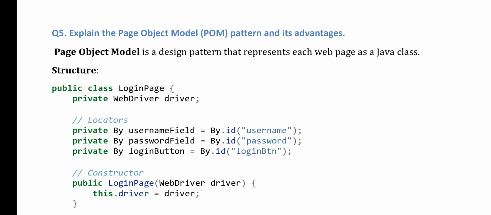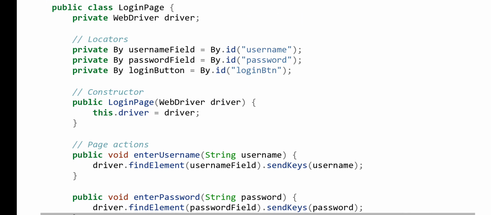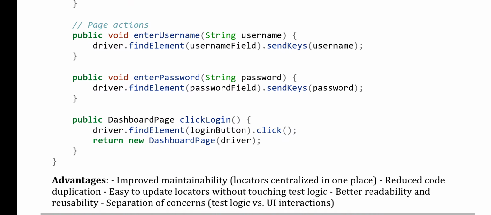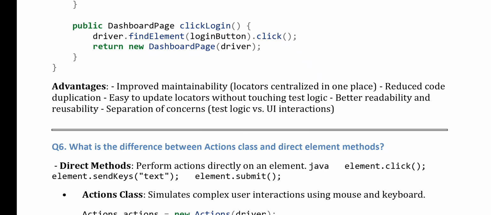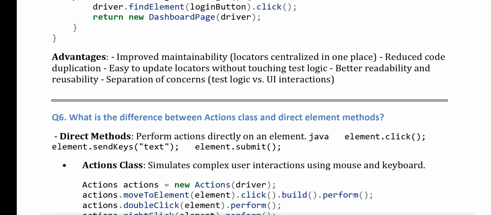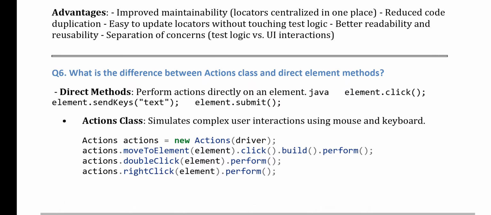Can you explain the page object model pattern and its advantages? As we know, page object model is a design pattern that represents each web page as a Java class. This is a sample structure for a sample page object model class. The advantages of page object model are that it improves maintainability and reduces code duplication. That's the core advantage, and there are other advantages like better readability and separation of concerns with respect to the test logic and UI interactions. So you can explore my PDF.